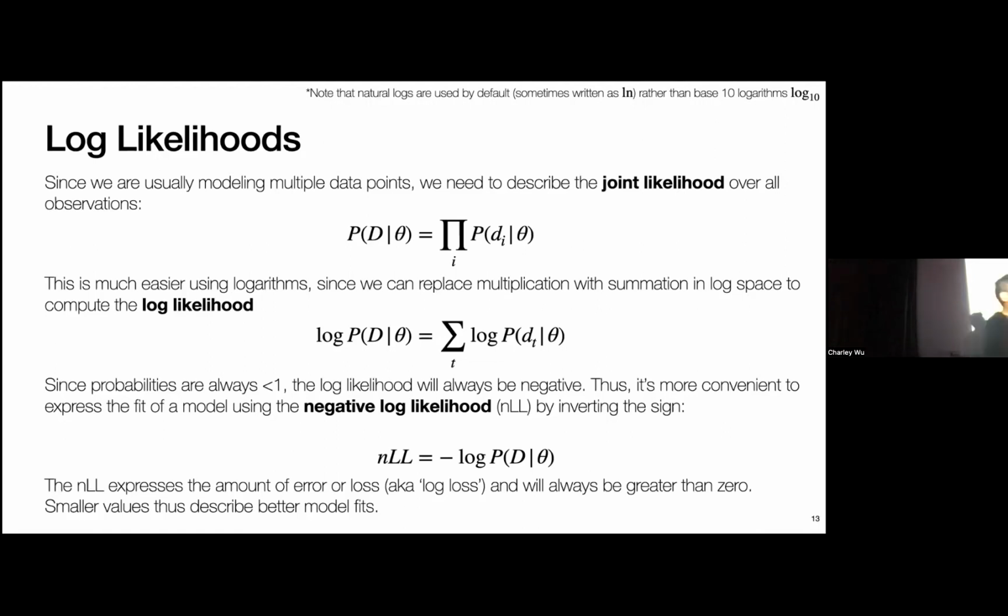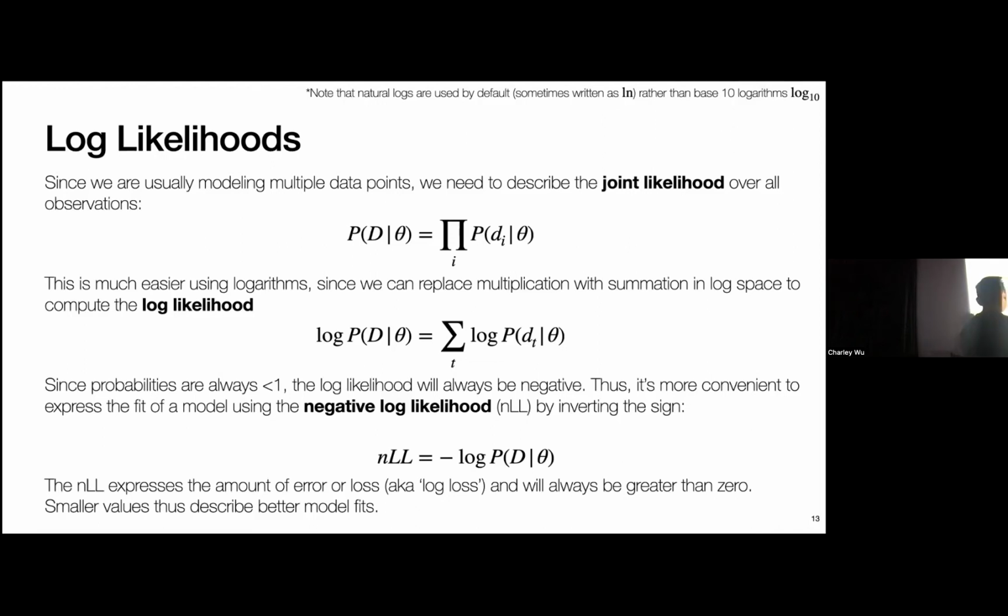Now, this is much simpler using logarithms. And note that in computer science we always, by default, use natural logs as opposed to base 10 logarithms. This is because when we use logarithms, we can replace this nested multiplication with a very simple summation, right? In log space, we just sum the log of each of these probabilities. Since no probability is ever larger than 1, the log likelihood for every single one of these terms is always going to be negative. So if we're summing over a bunch of negative numbers, we get a negative number out.